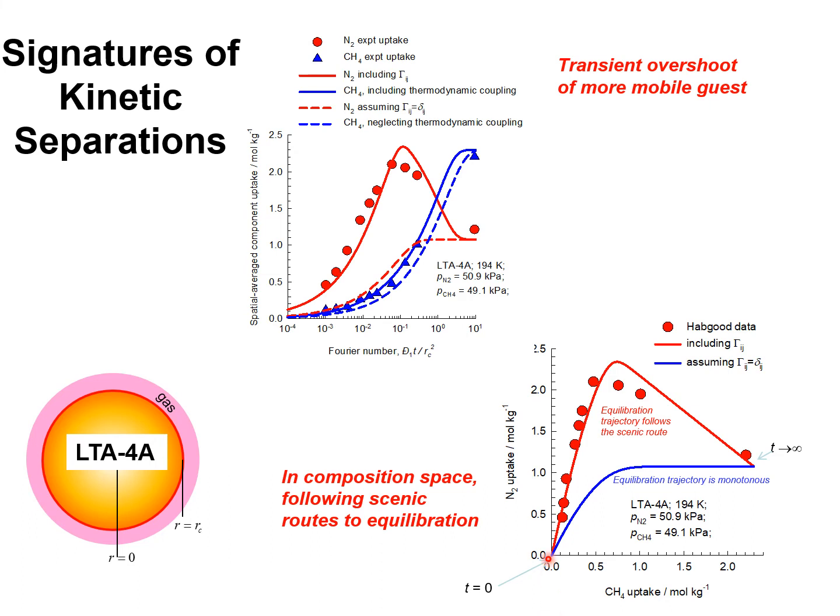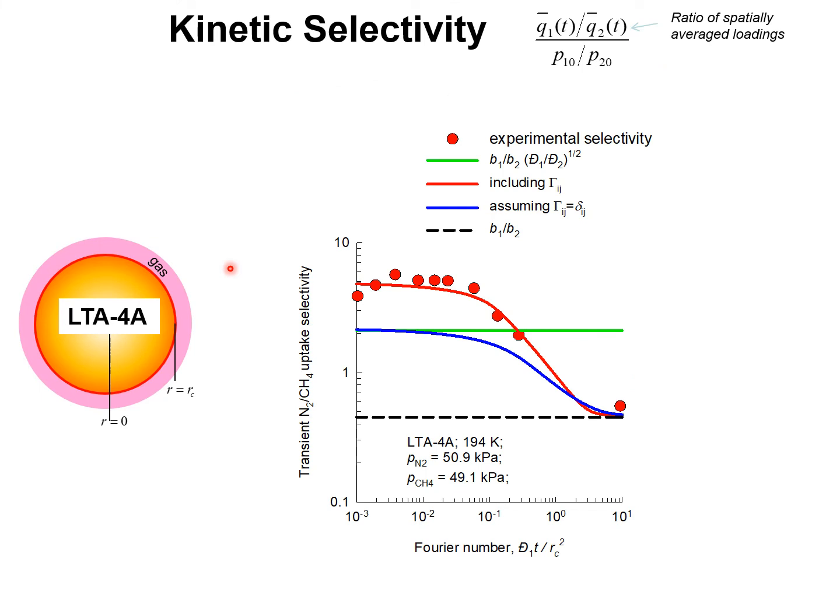So a signature of kinetic separations is that in composition space, the equilibration trajectory follows a scenic route. Let us examine the concept of the kinetic selectivity for binary mixtures.